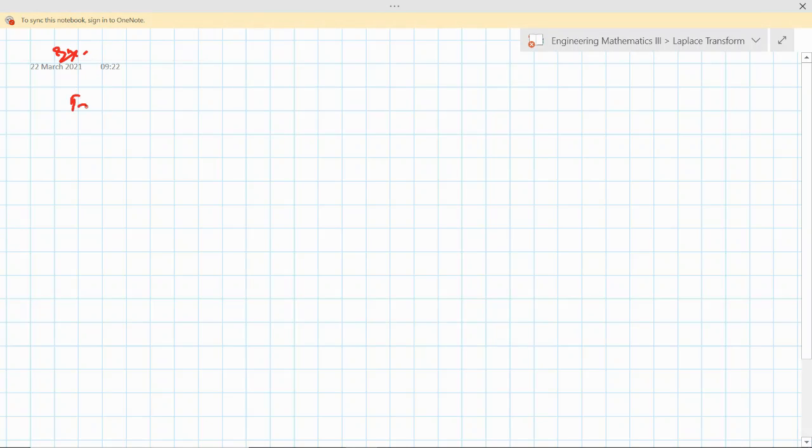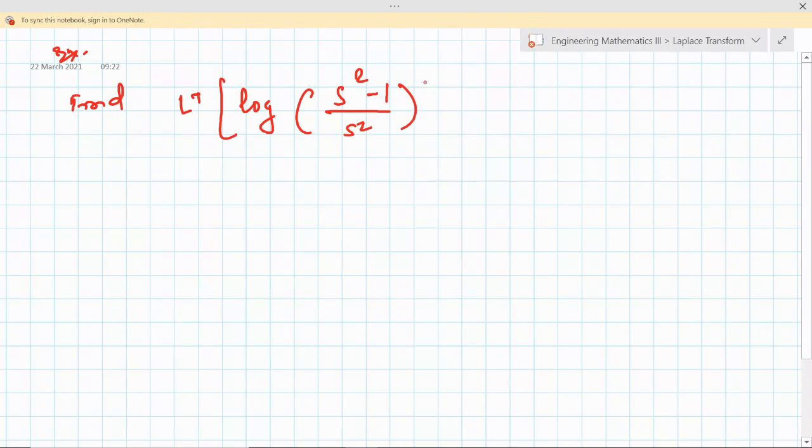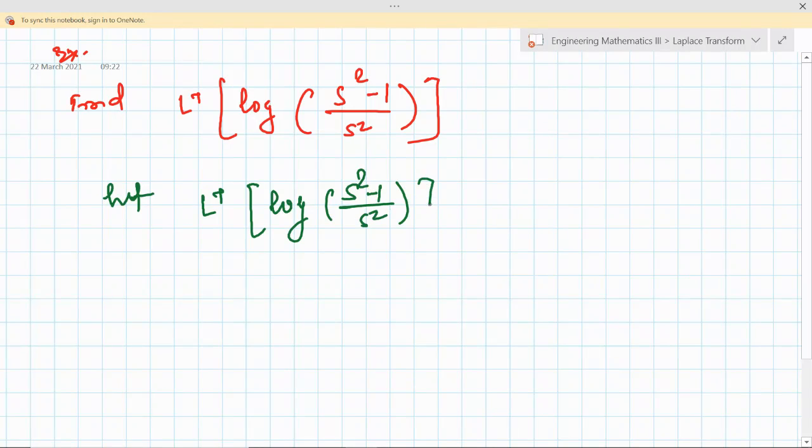So find inverse Laplace of, this is on basic theorems and results, log of s square minus 1 divided by s square. Okay, so what is the inverse Laplace of this? So this is somewhat different. Okay, so to solve this, let us consider inverse Laplace of log of s square minus 1 divided by s square equal to, suppose, f of t. Okay, we don't have any result for logarithm in the inverse Laplace as well as in the Laplace.